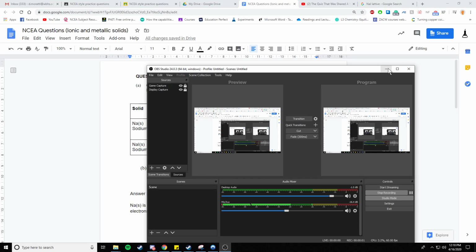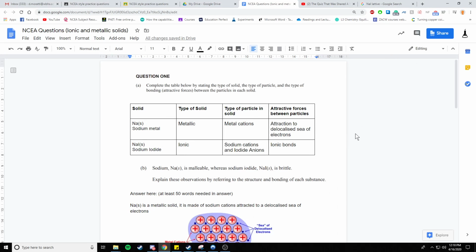Hey guys, a quick video today going over the answers for the worksheet with the NCEA questions on ionic and metallic solids. So question 1, complete this table by stating the type of solid, type of particle, and the type of bonding and attractive forces between the particles.